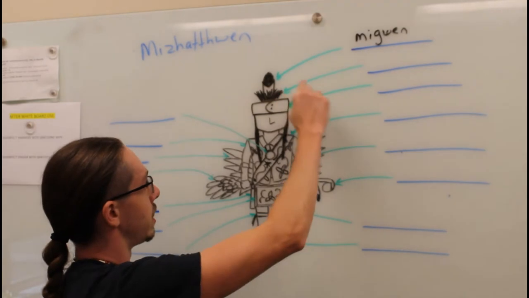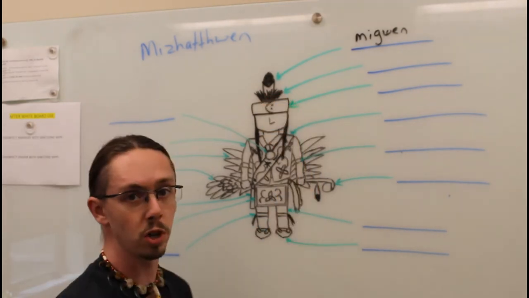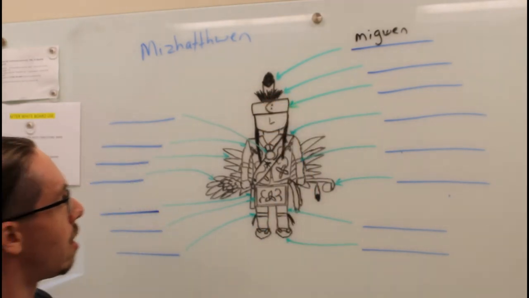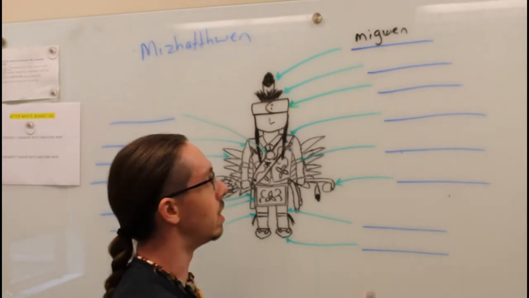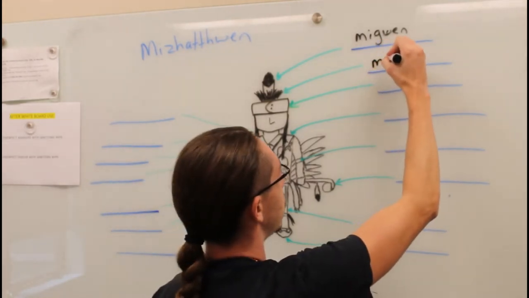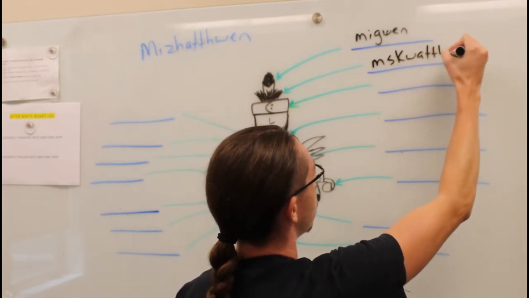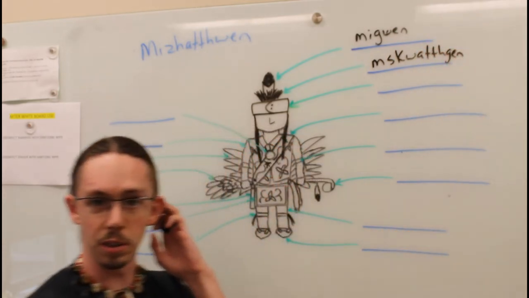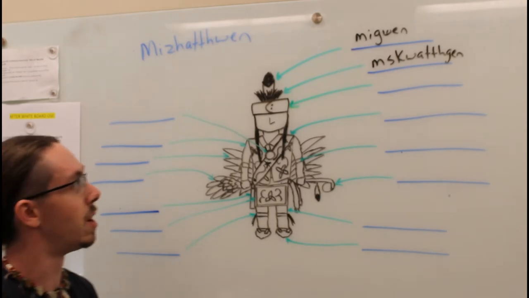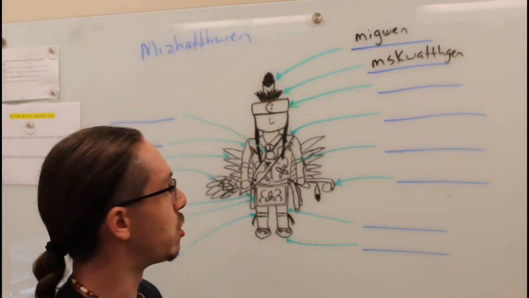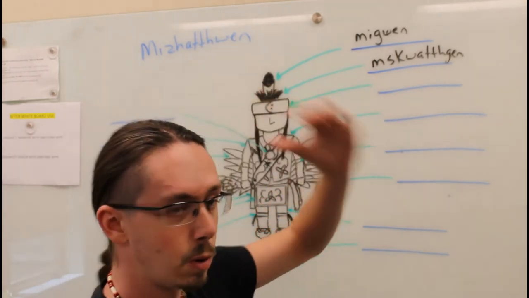So the next thing we have here is a roach. A roach we call squatchgan. There's a few different words for that, but this is the one I use mostly. Squatchgan. It refers to the red color that we used to use for roaches.